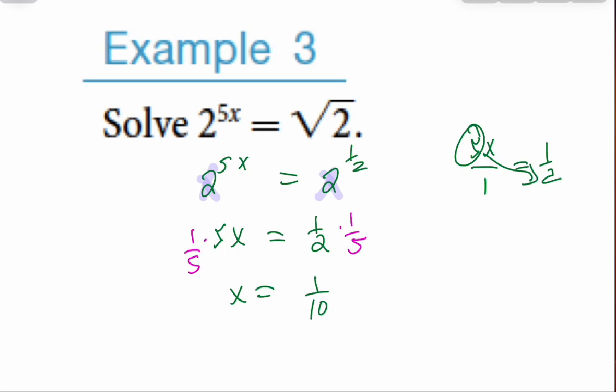So if you have something inside a radical, always get in the habit of making it a fractional exponent, okay, with our rules of fractional exponents. Everybody good with example 3? Okay.